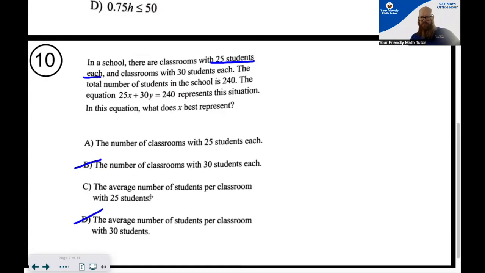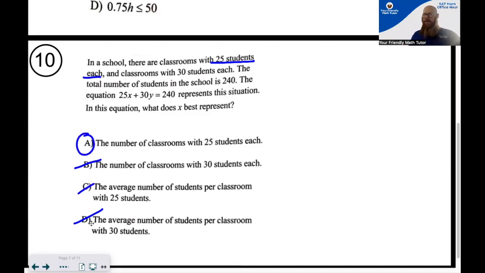The average number of students per classroom with 25 students. That doesn't really make any sense. The average number of students per classroom. So that would be like, let's say a classroom had 20 students per classroom. And then with 25 students, yeah, I don't even understand the wording of that. So I'm going to get rid of that. So the answer has to be A.